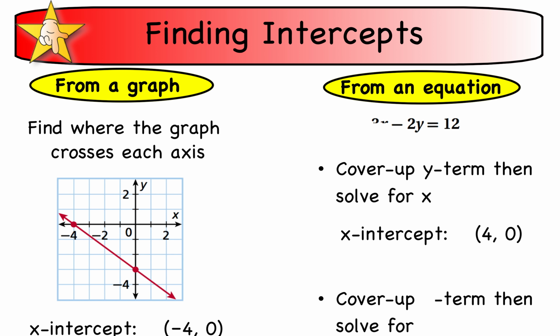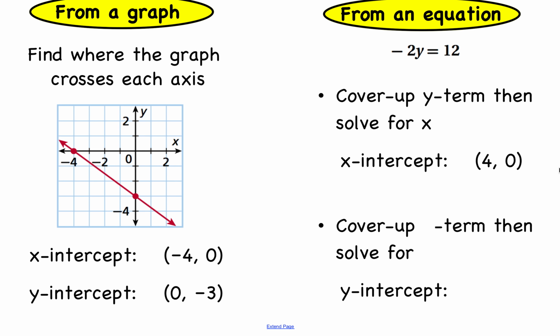Conversely, I can cover up the x term and solve for y. When I do that, I end up with an intercept of -6, so I would get (0, -6). You just cover up the opposite variable and then solve for what's left.